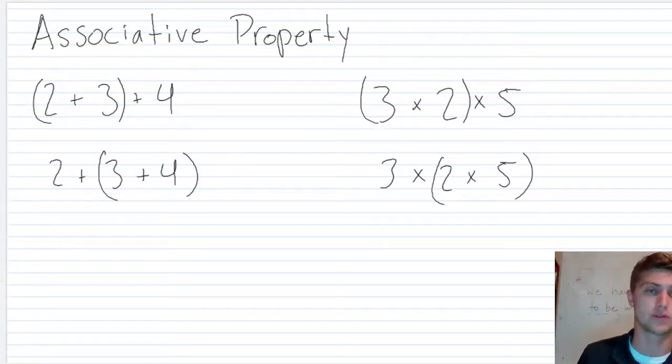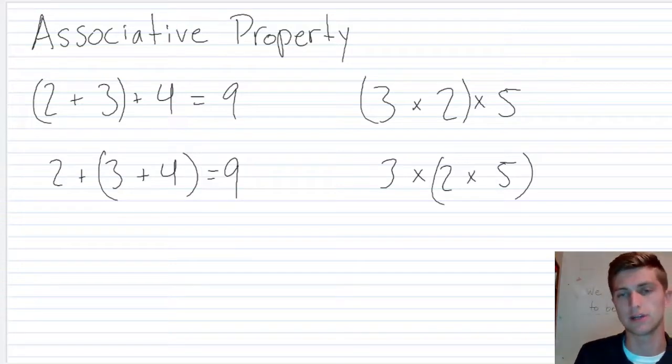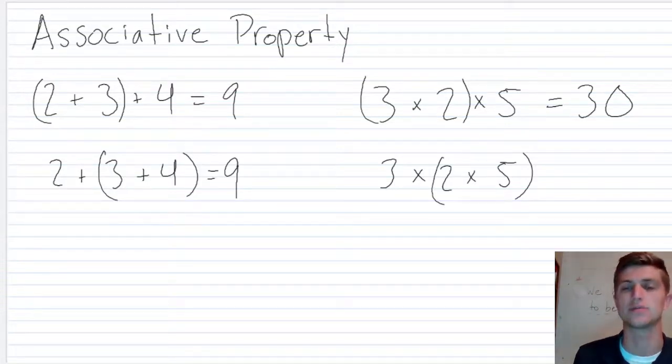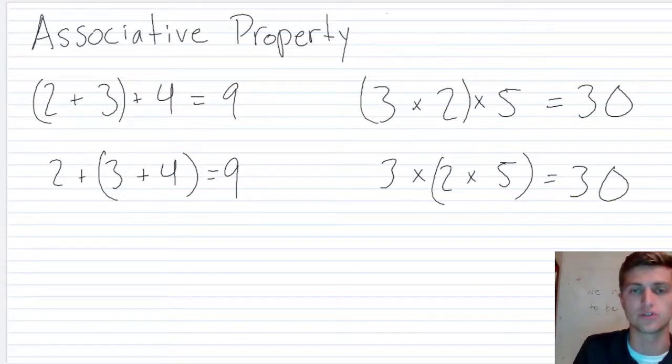So if we do this part first, we have 2 plus 3 is 5, plus 4 equals 9. And then over here we have 3 plus 4 comes first, which is 7, plus 2 also equals 9. Now, let's take a look at multiplication. Over here we have 3 times 2 is 6, times 5 is 30. And over here we do the parentheses first, 2 times 5 is 10, times 3 is 30. So the keyword here is grouping.